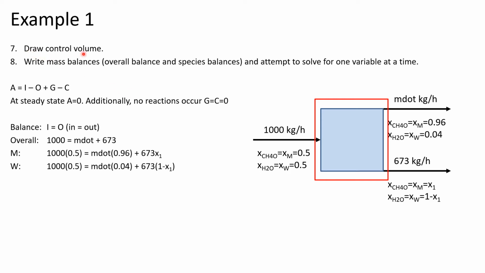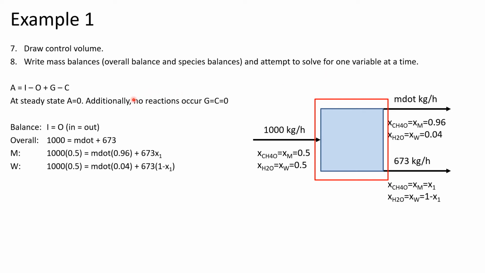The next step is to draw a control volume. The next 2 steps are to draw a control volume and then write mass balances for that control volume. We're going to write the overall balance for that control volume and a balance for each of the species. Then once we have those written, we're going to try to solve for one of the variables at a time. And if we can, our life is easy. If not, then we'll have to use more sophisticated, more complicated algebra in order to obtain a solution. We'll have to end up solving multiple equations and multiple unknowns.